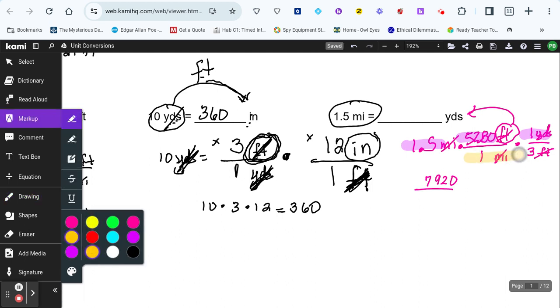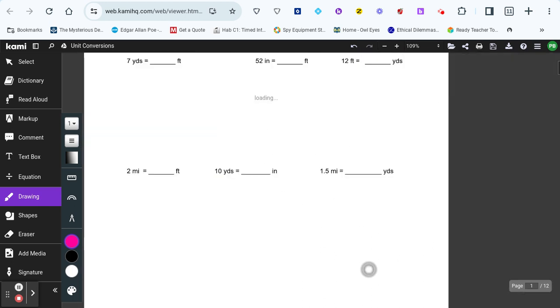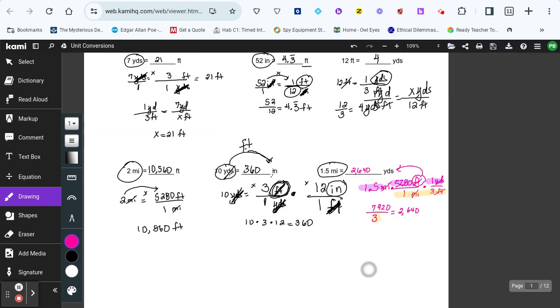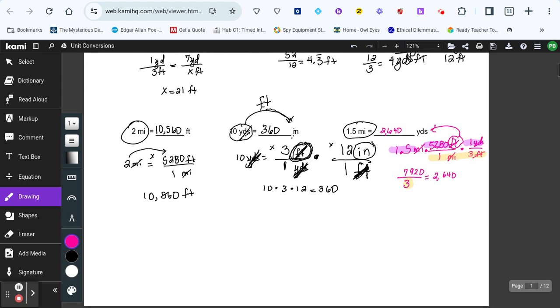But you have to divide by whatever is in your denominator. And the denominator is a 1 and a 3. So 1 times 3 is 3. Sorry about that. So you're going to take that number and divide it by 3, and you get 2,640 yards. I hope this is making sense. Dimensional analysis is just canceling out units to get from one unit to the next.